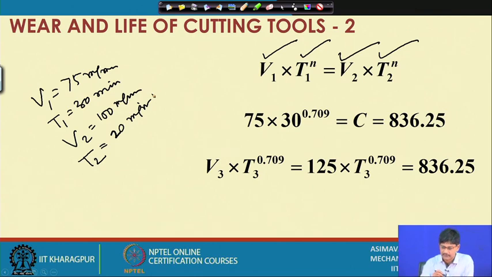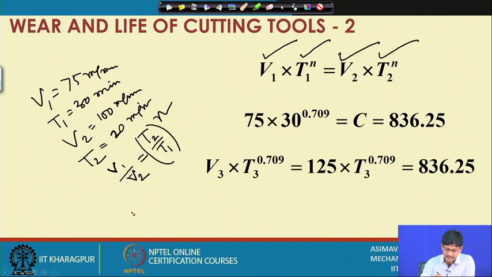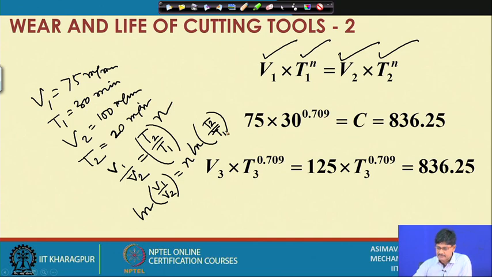So, in that case what we can do is that we can write V 1 by V 2 is equal to T 2 by T 1 to the power n, and after that we can find out natural log of V 1 by V 2 is equal to n natural log of T 2 by T 1. Does it seem to be all right?